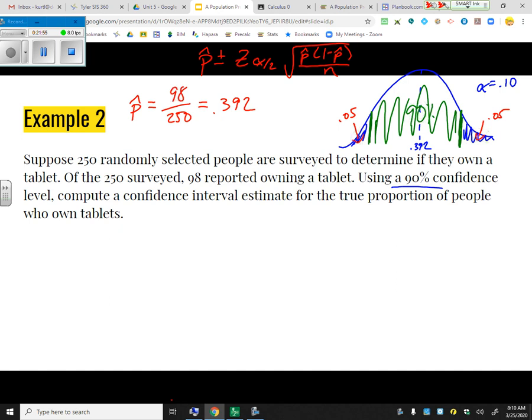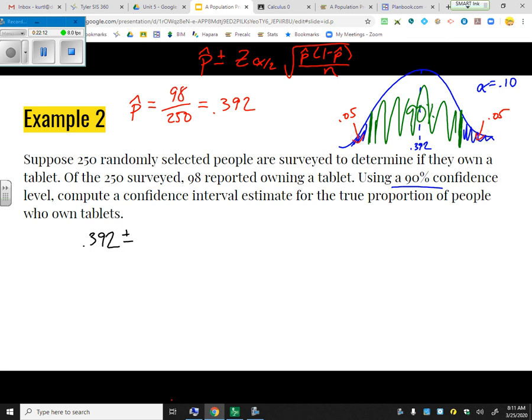I've got a lot of my information. I've got some stuff I need to do on the table. All right, but I'm going to go ahead and get this started. I've got my point estimate, 0.392, plus or minus. I want to go ahead and find the alpha from my table.